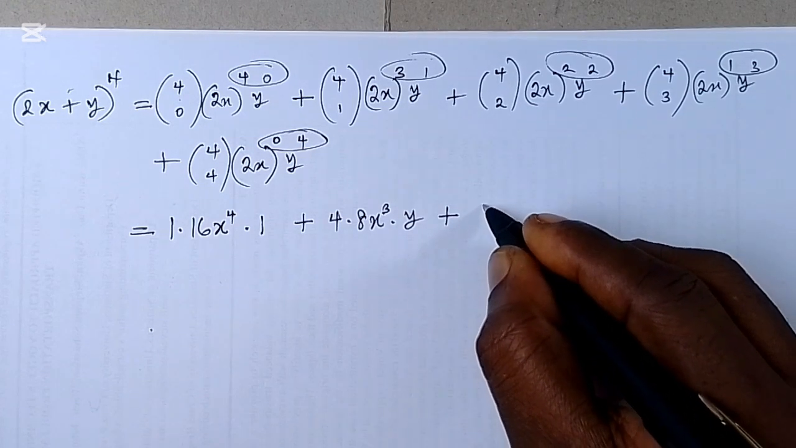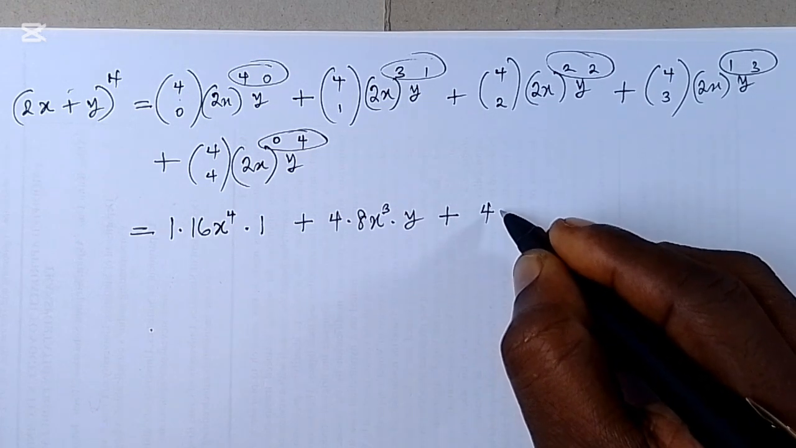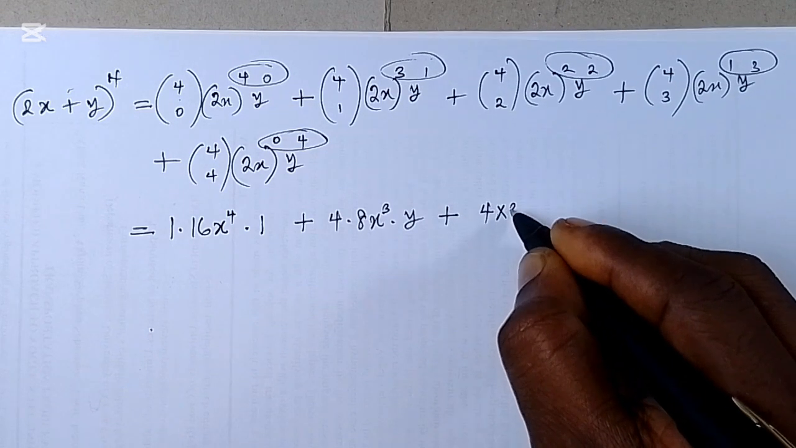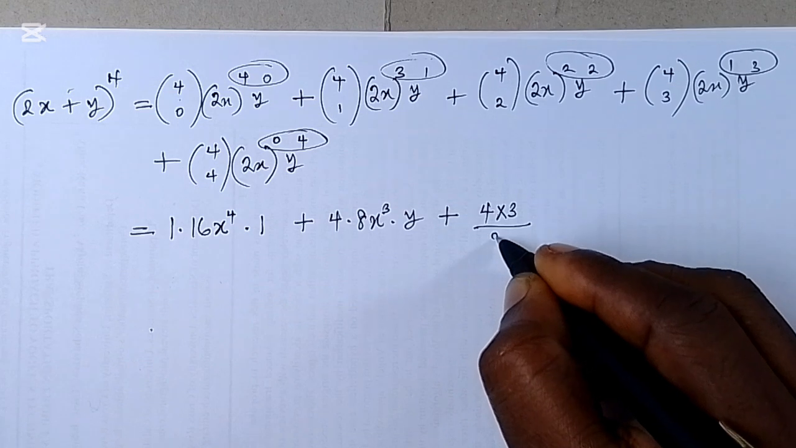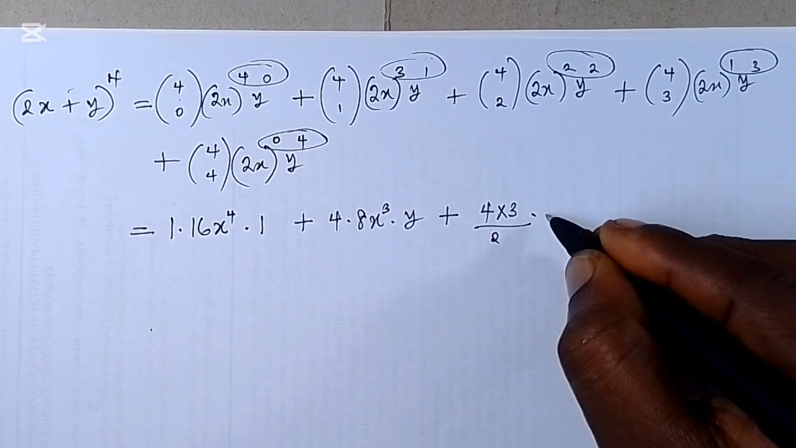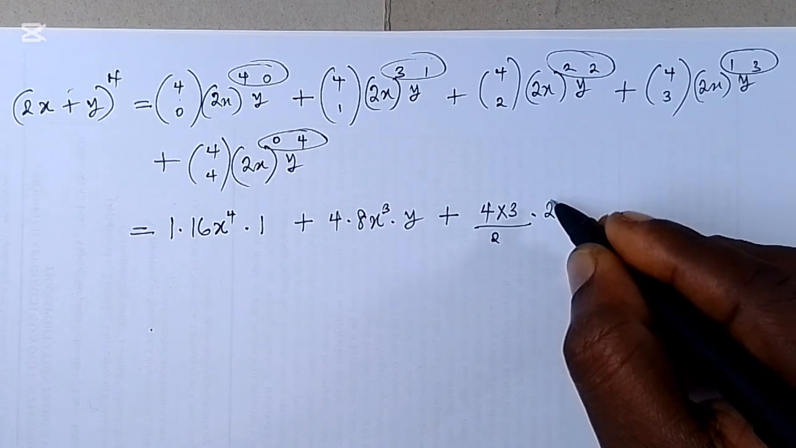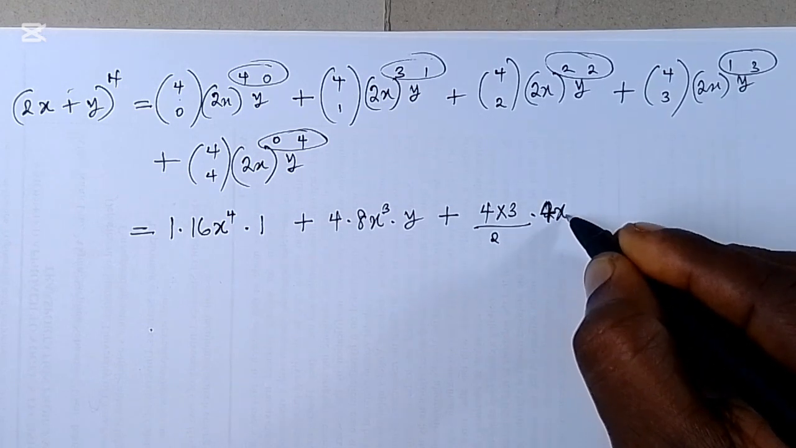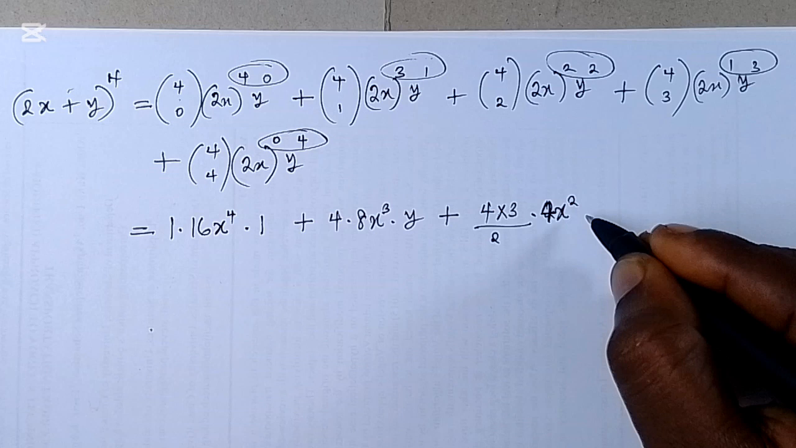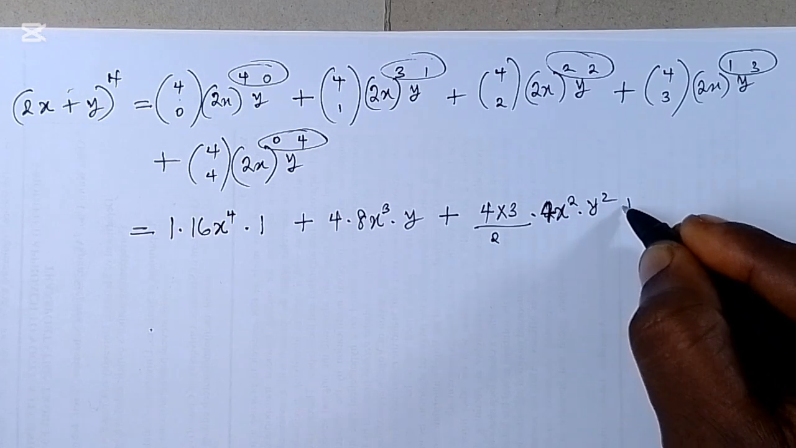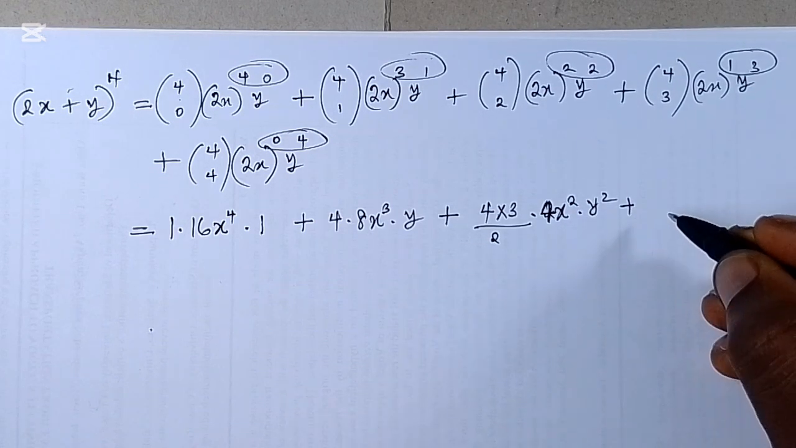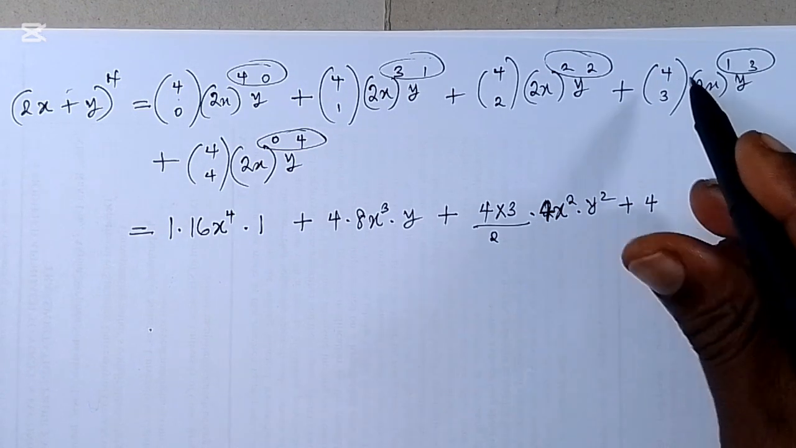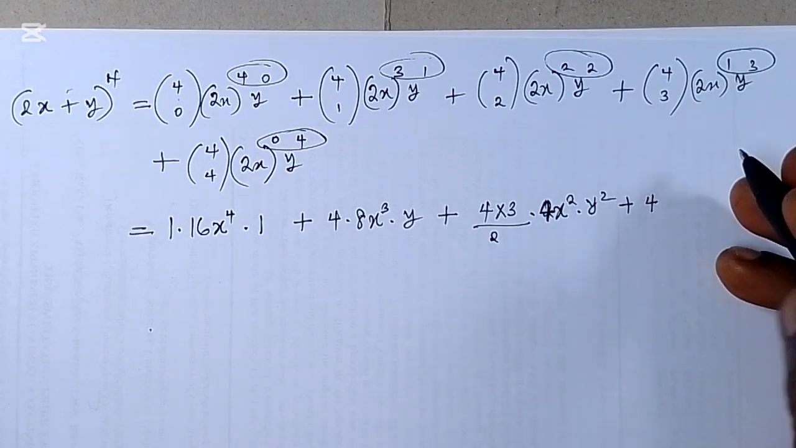Plus 4 combination 2 will be 4 factorial all over (4 − 2) factorial times 2 factorial, which will be 4 times 3 all over 2 factorial, which is 2, times 2 raised to power 2 x raised to power 2, which will be 4. So this will be x raised to power 2 times y raised to power 2. Then come to the next one. The next one will be 4 combination 3. 4 combination 3 would obviously be 4, because 4 combination 1 short of itself will give you 4.